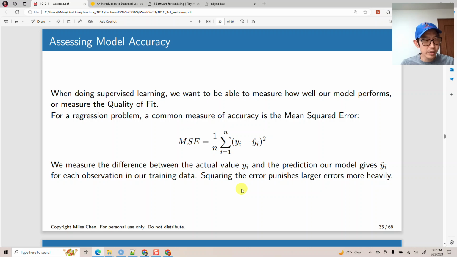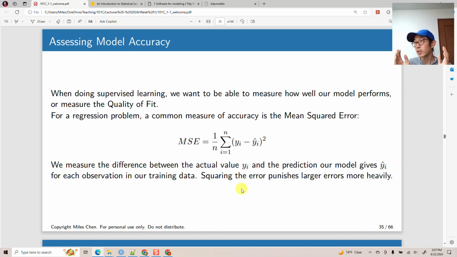What squaring the errors does is it punishes larger errors more heavily. By using squared error, we're saying, I would rather make a bunch of small mistakes than have one big mistake. So if you think about, let's say you have 10 observations.